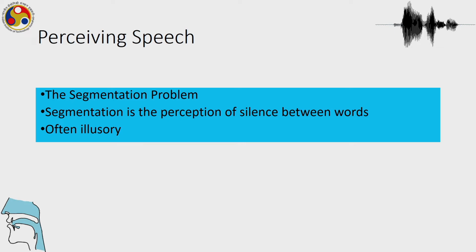So, now we come to a big issue in speech perception, which is called the segmentation problem. The segmentation problem arises because speech is not always marked by silence. A sentence or continuous speech is not always marked by periods of long silences between words.